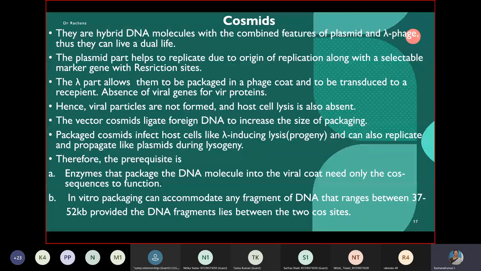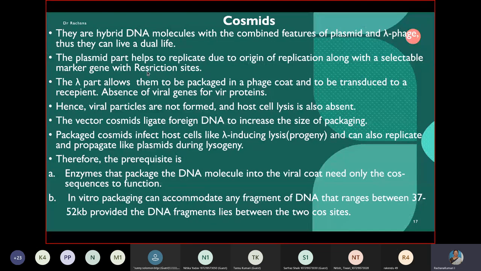Now let's look at what the properties of such cosmids are. These are hybrid DNA molecules with a dual role, doing the double job of a plasmid and having the properties of the phage. So they have a dual life. They can exist in the phages. They can also thrive in the bacterial cells.